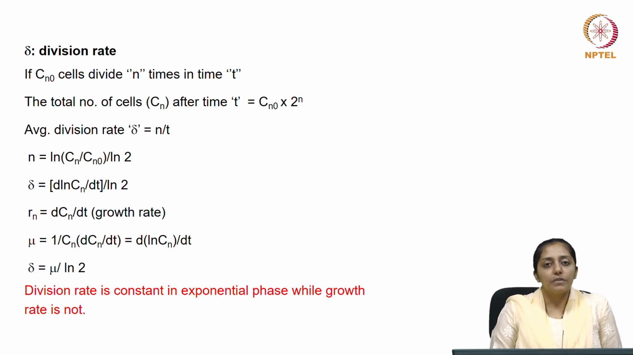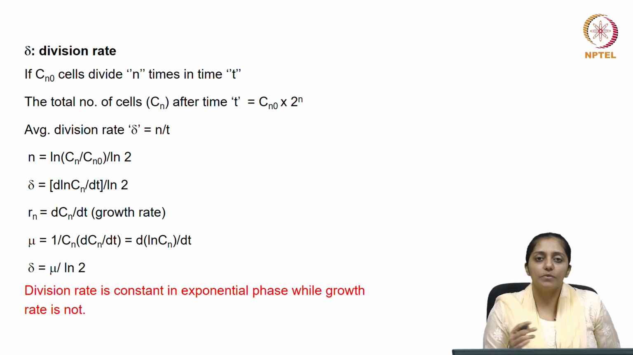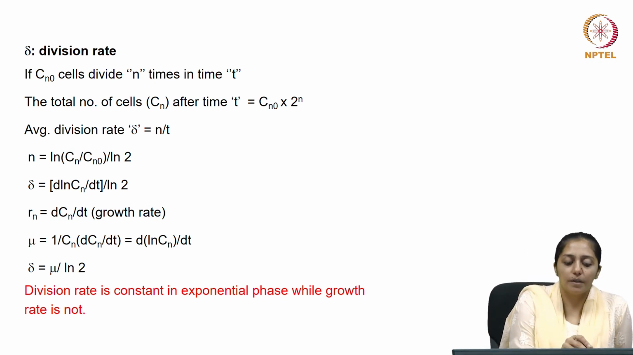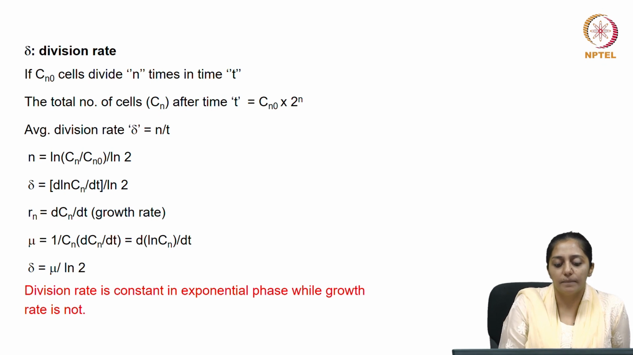Now, let us also see how is division rate correlated with the specific growth rate. You remember I spoke about division, that during the accelerated growth phase the division rate of the cell becomes its maximum, and during the exponential phase the division rate is maximum and the growth rate increases. Now, let us try to see a correlation between the division rate and the specific growth rate. So, if CN0 are the cells initially present and they are dividing n times in time t, you can see on the slide.